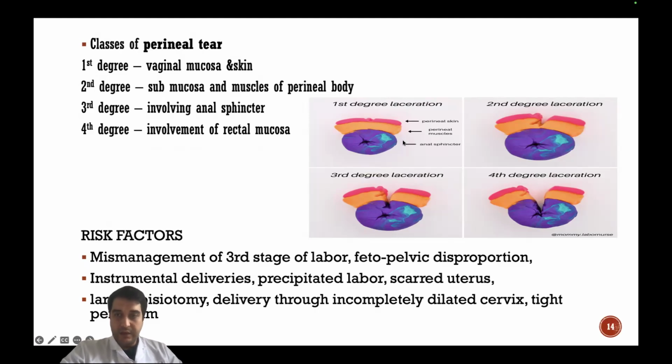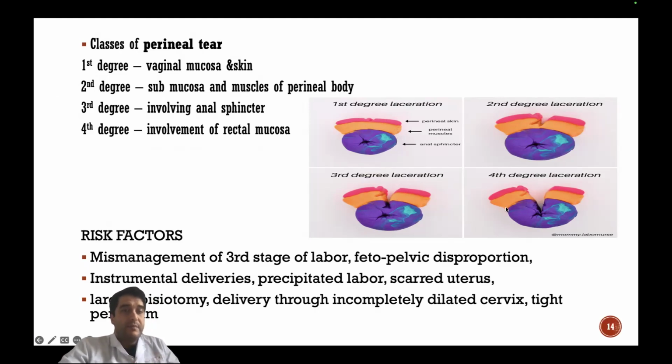Now the classes of perineal tears. First degree involves tearing of the vaginal mucosa and skin. The second degree involves tearing of the submucosa and perineal muscle layers, as you can see here. Third degree involves the anal sphincter. The fourth degree is when the tear extends to the rectal mucosa.